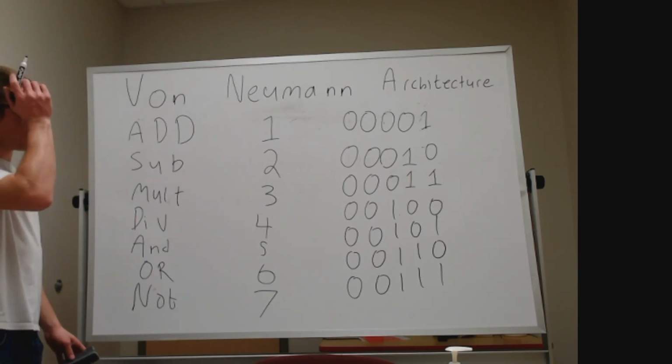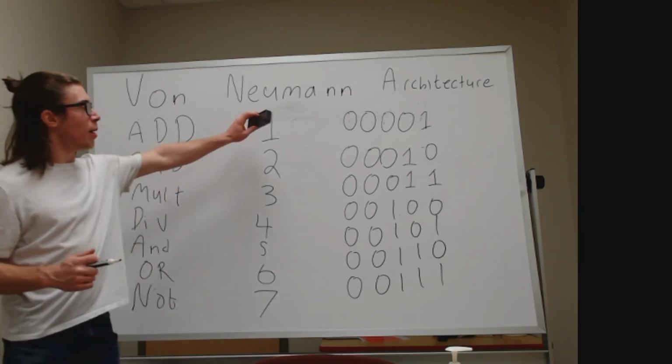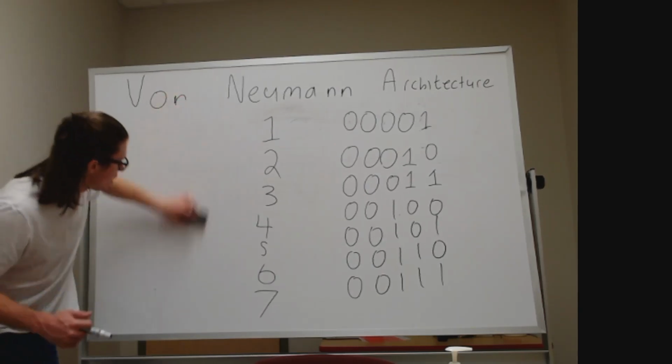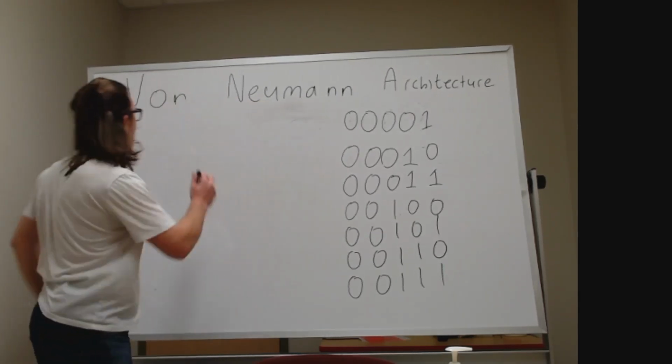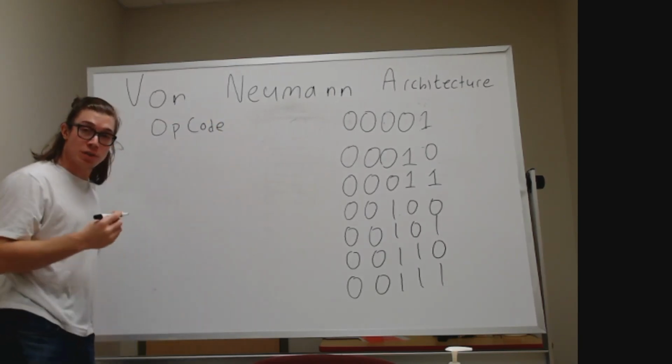And so that brings us to the next part of this. Our instruction set actually has a couple of parts, all right? It's got the operation code, or op code, which is the instruction to execute.